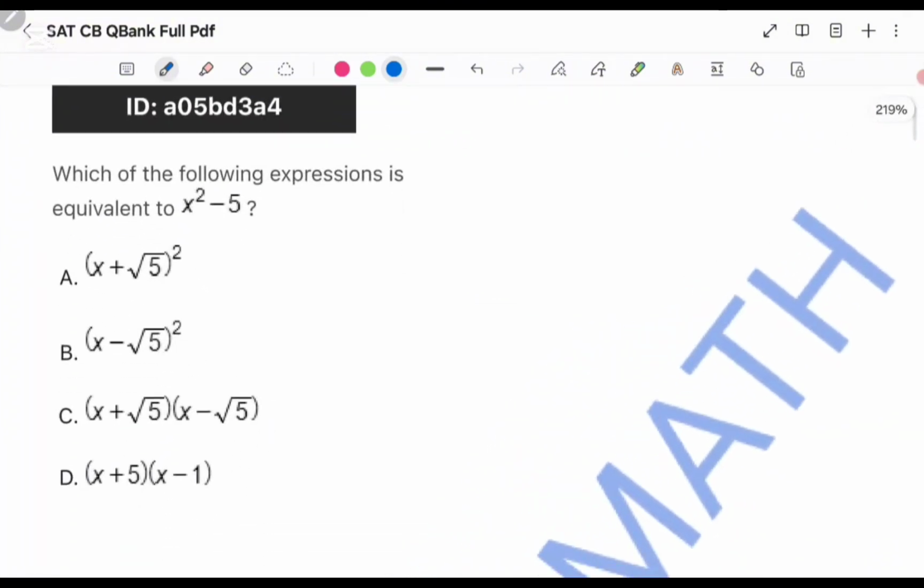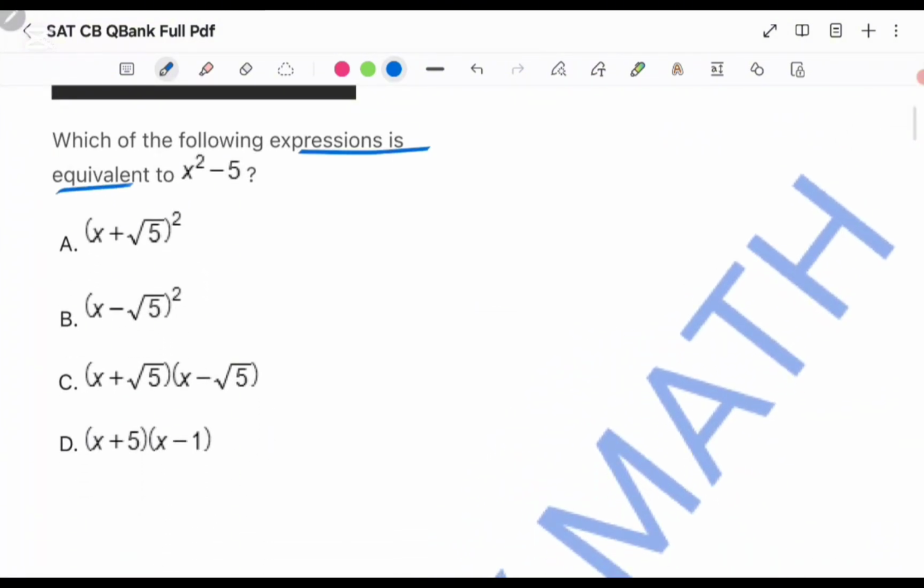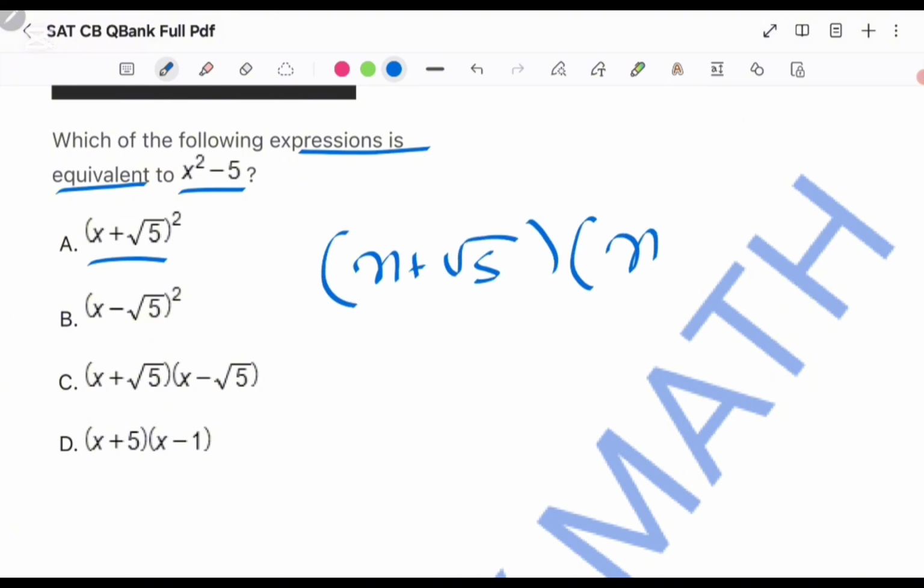Moving forward, this question says which of the following expressions is equivalent to x squared minus 5. Now let's go ahead and try out, for example, A. Now as I said, this square actually means that you're multiplying this thing by itself. Let's go ahead and try that out.